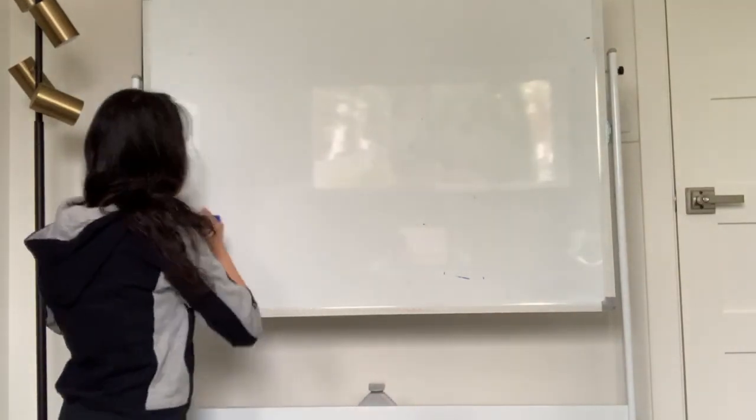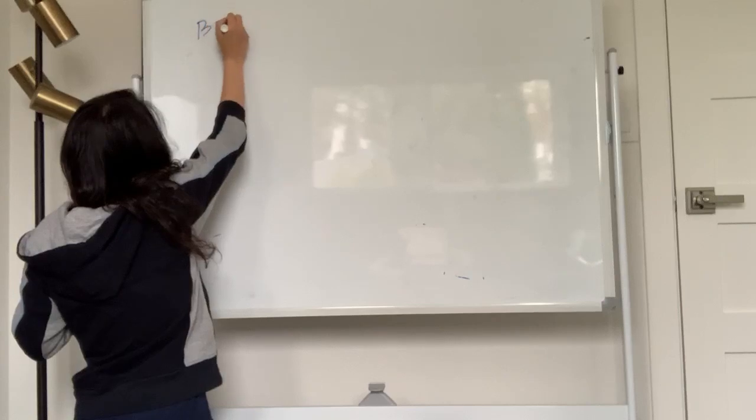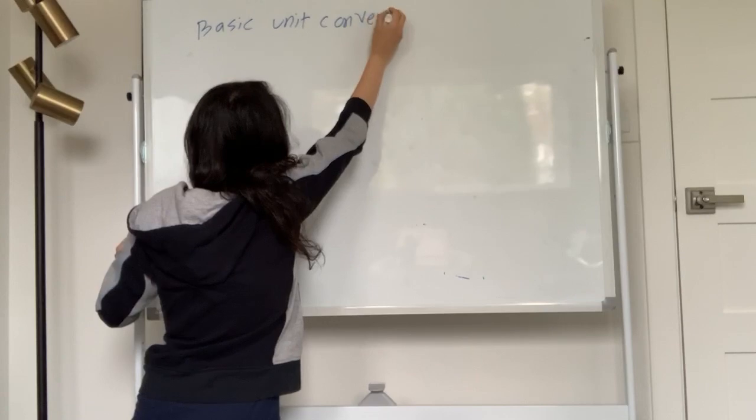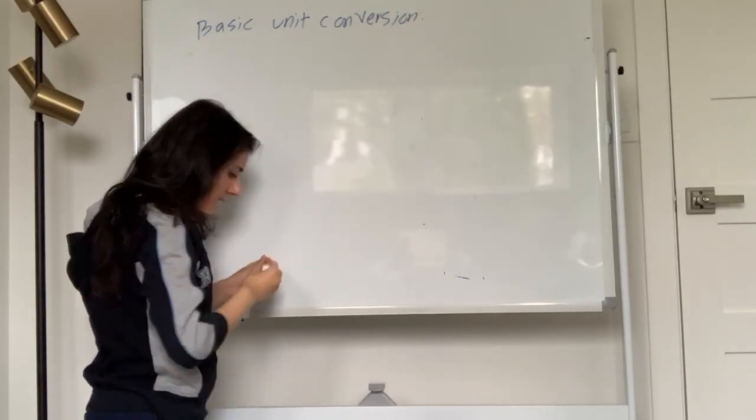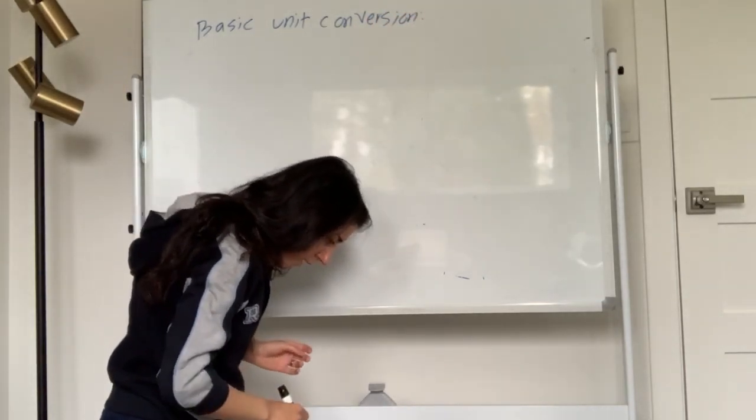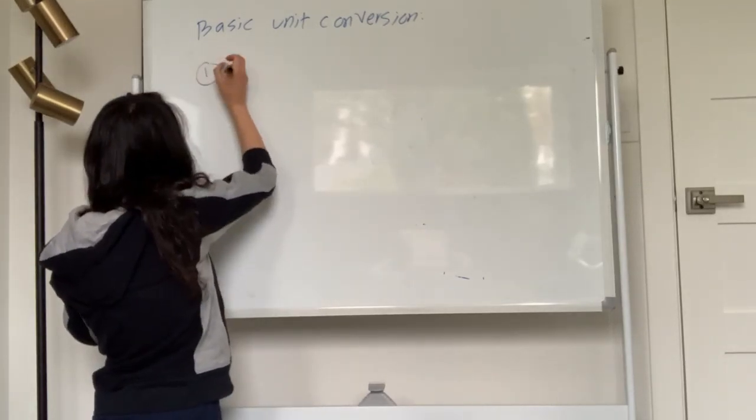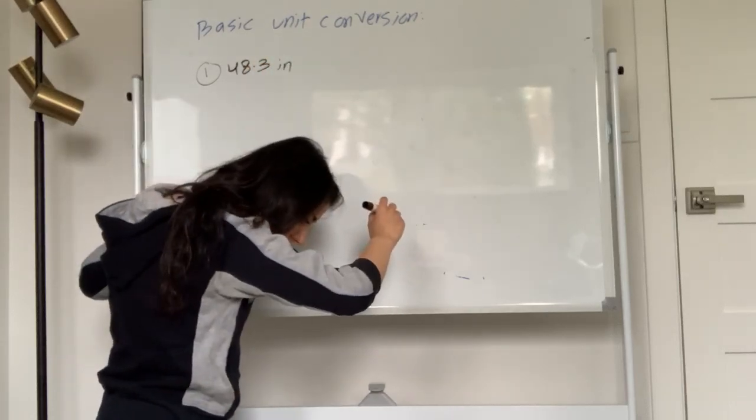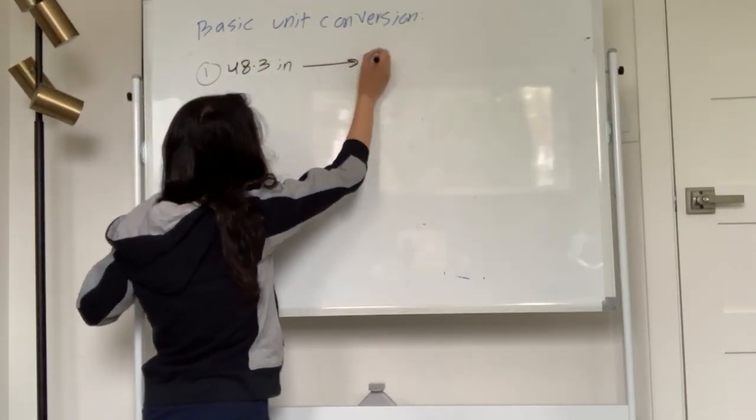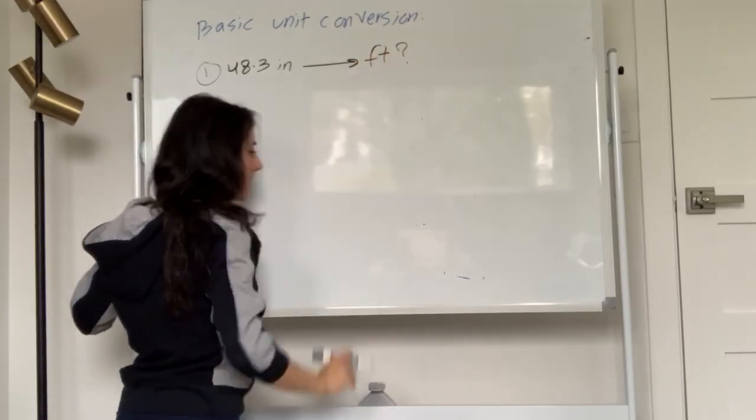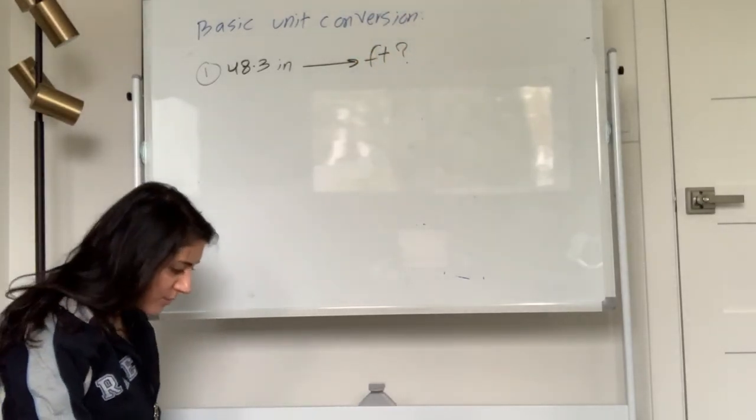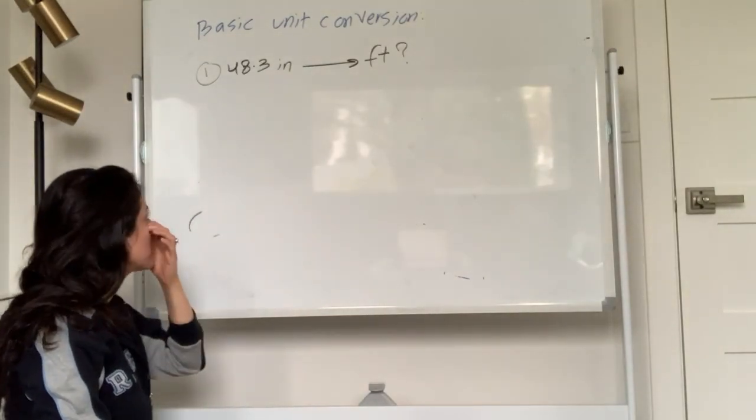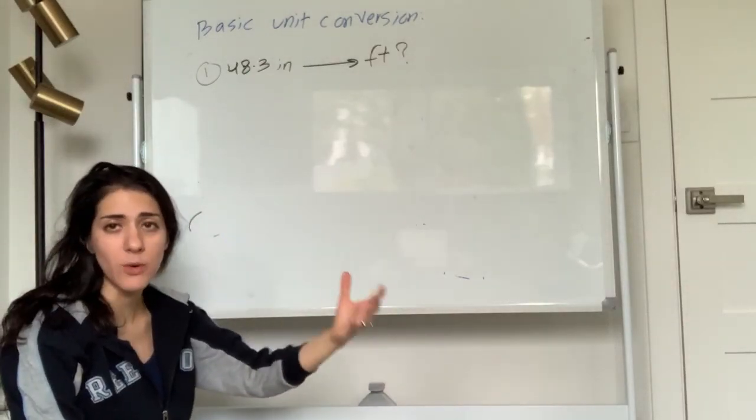Alright, so basic unit conversion. The first one we're going to do, we are going to convert 48.3 inches to feet. IN is the abbreviation for inches, FT the abbreviation for feet. Okay, so 48.3 inches to feet. I'm actually converting within the US system.